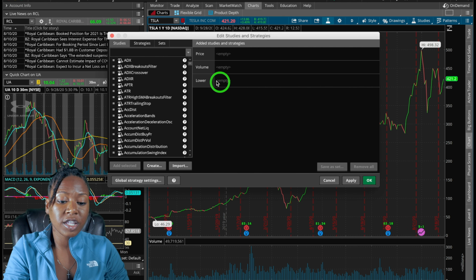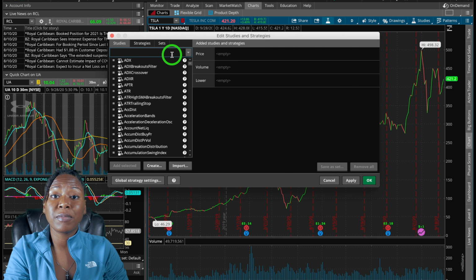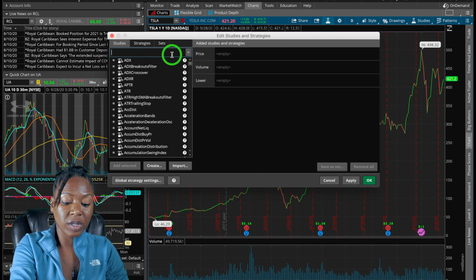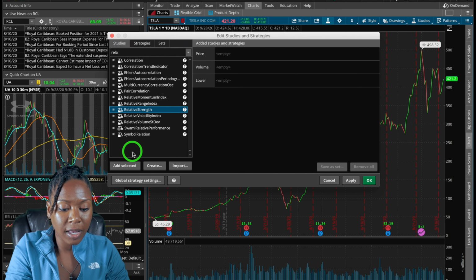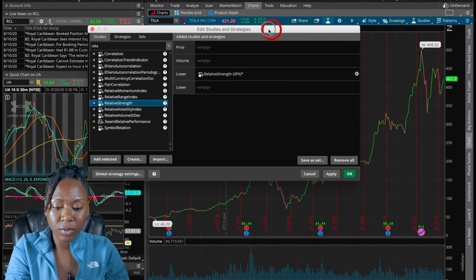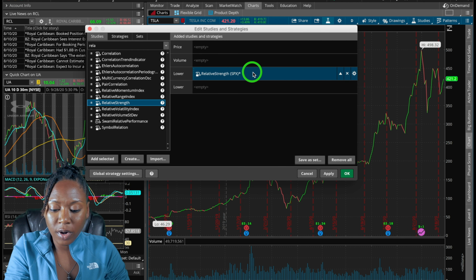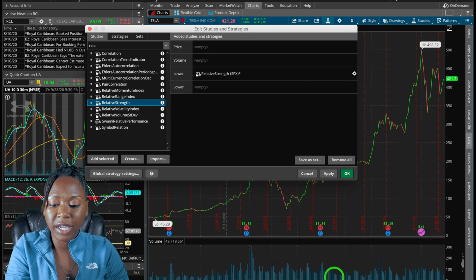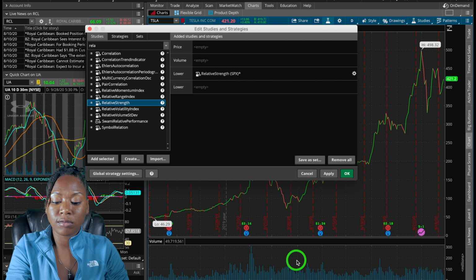The first thing you want to do is type in or search for the particular indicator that you want to add. The first thing I'm going to add is the RSI, or the relative strength index. You can click it and press Add Selected, or just double click it, and it's going to add it to the lower area. I want to show it to you in real time. When it says lower, that's an area underneath this volume. This is the price area, this is the volume, and underneath it is a separate chart that is not involved with the volume or the price.